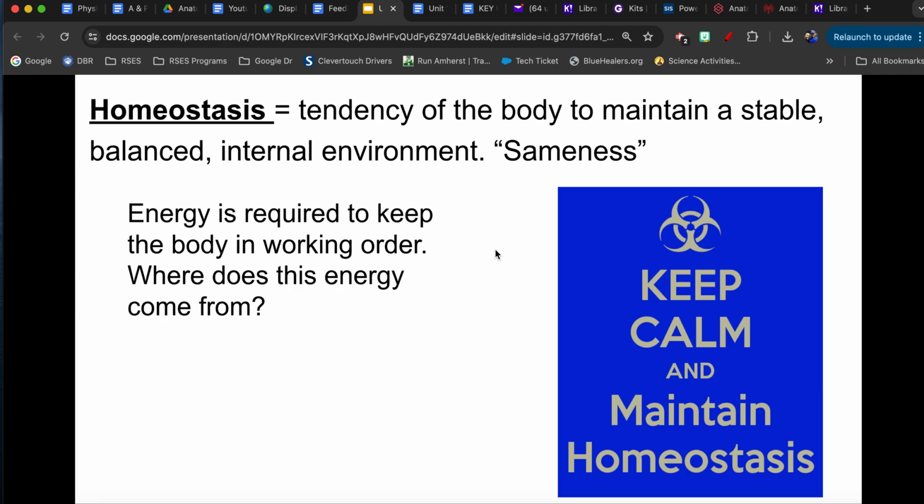Homeostasis is a huge word. We'll mention it throughout the year, in fact. And homeostasis means the tendency of a body to maintain a stable, balanced internal environment. Basically, you want to keep things as close to the same as possible inside of your body. The most common example that everyone's familiar with is the healthy temperature. If you're not sick, you don't have a fever, you don't have the flu, it is 98.6 for humans. Your body works really hard to maintain that.